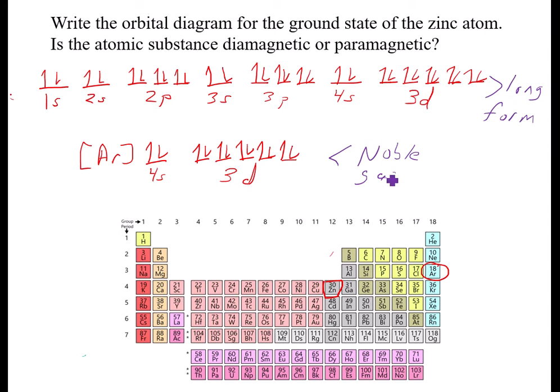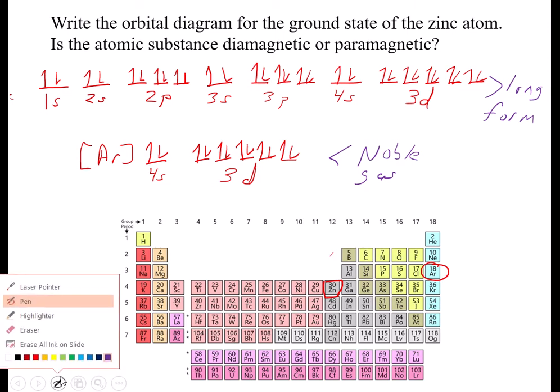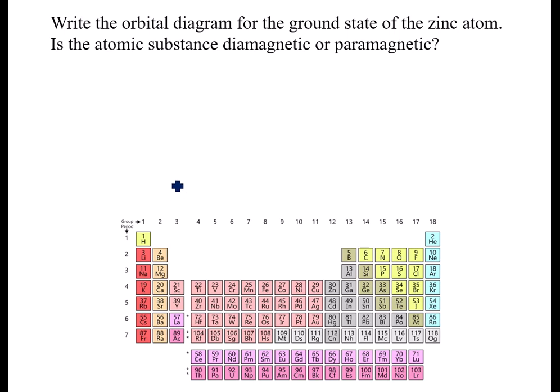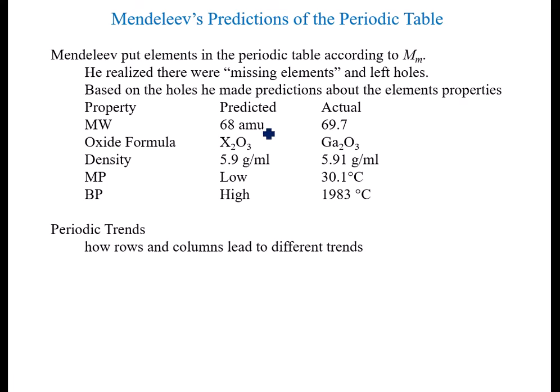Okay. All right, and then it also asks if this was paramagnetic or diamagnetic. Okay. If I look at this, all my electrons are paired. I really only have to look at the last orbital. Okay. All my electrons are paired, and so that becomes diamagnetic. Okay. And that is the end of that presentation.